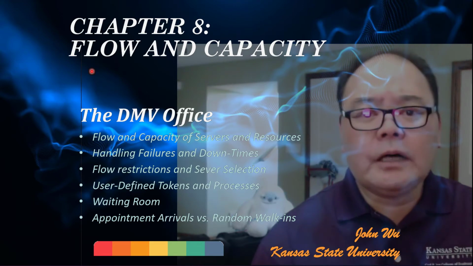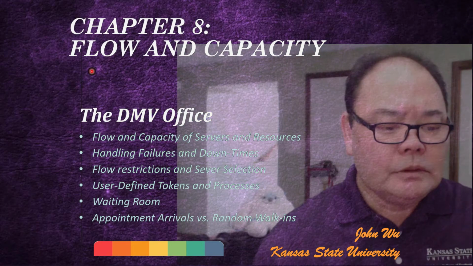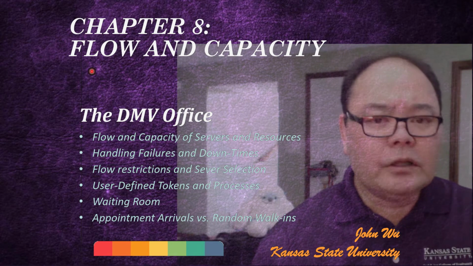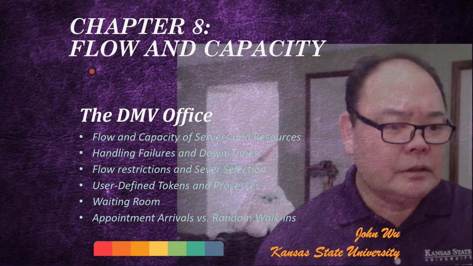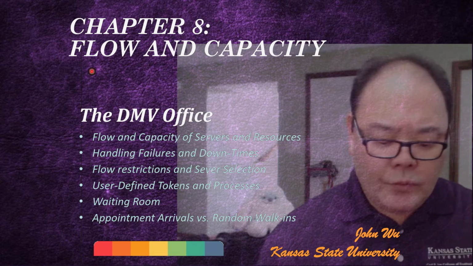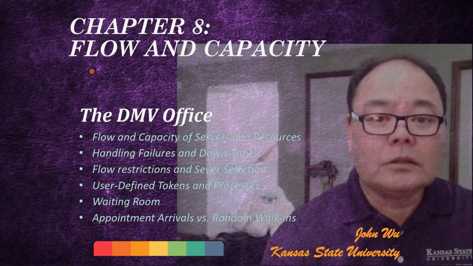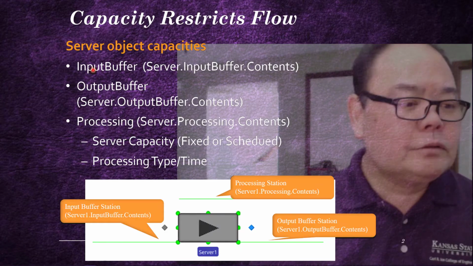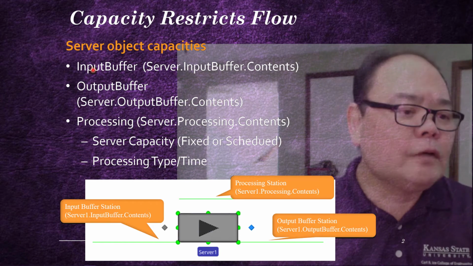We review some of the concepts about so-called appointment arrival and random walk-in. So far we've been talking about the time-variant arrival rate portion, but we also talk about appointed arrival. So now let's talk about the capacity restriction of flow.